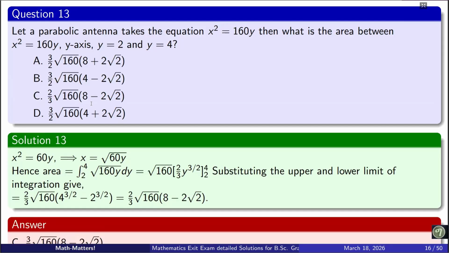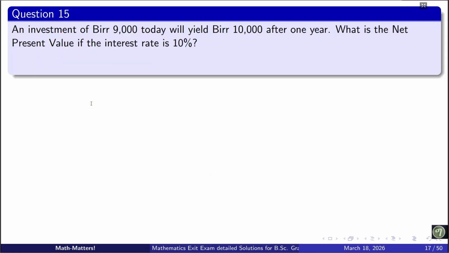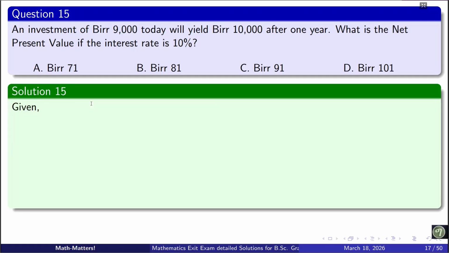Next, an investment of 9,000 today will yield 10,000 after 1 year. What is the net present value if the interest rate is 10%? Here are the alternatives: 71 birr, 81 birr, 91, and 101.